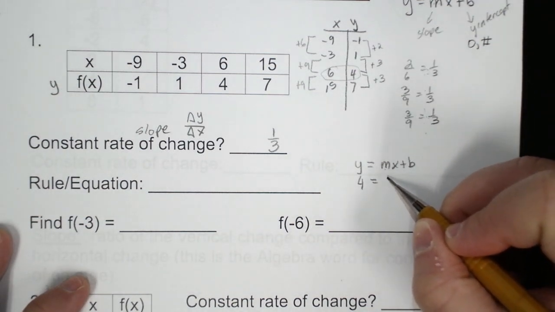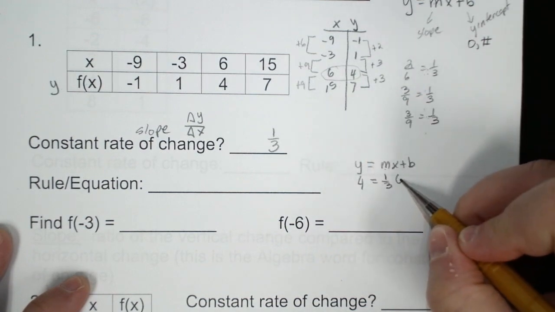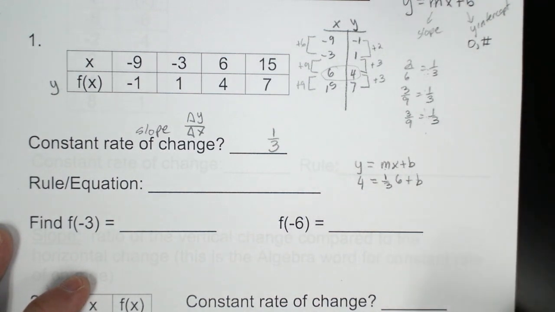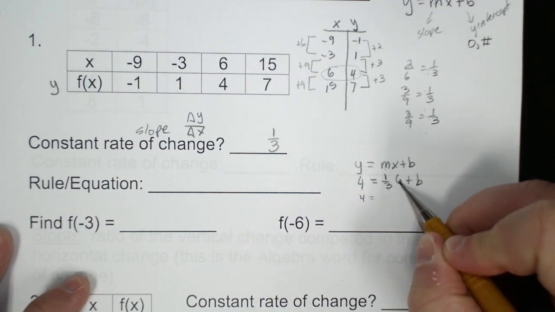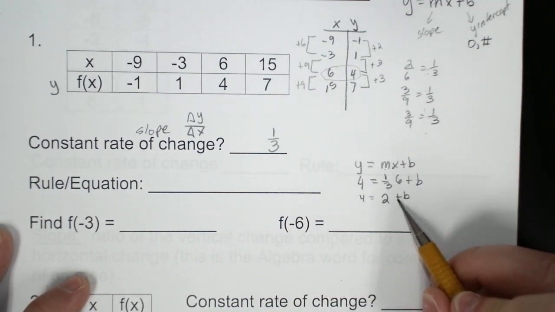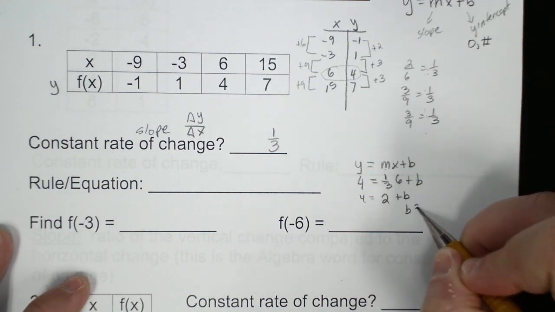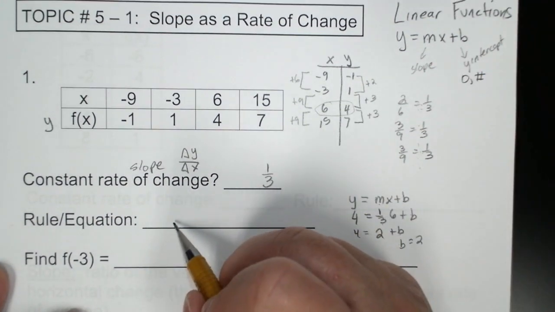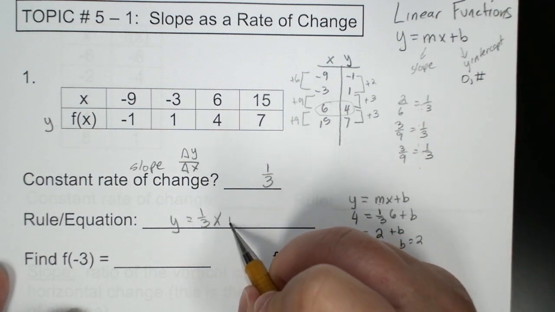Equals my m is my slope, and then my x is 6 plus b, and be careful that b doesn't become a 6 for sloppy writing. So I have 4 equals 1/3 of 6 is 2 plus b. I'm at 2. I have to add something to get to 4, so b equals 2. So when I plug it into this formula right here, I have y equals 1/3 x plus 2.